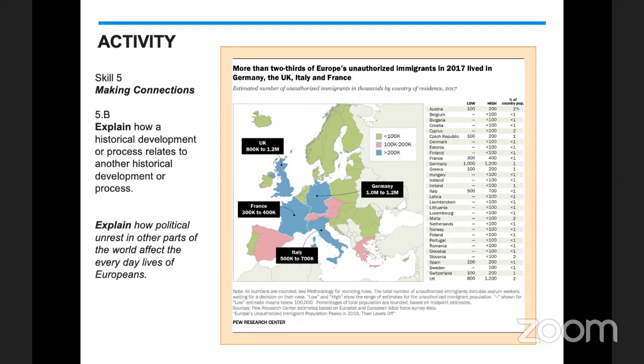And the title of it up here says more than 2/3 of Europe's unauthorized immigrants in 2017 lived in Germany, the UK, Italy, and France. You can see the chart on the right of the different European countries and the different types of populations. So if the headline has told us Germany, UK, Italy, and France, let's look over on the right and find Germany, UK, Italy, France, and you see the numbers there to help orient you to the numbers, okay?